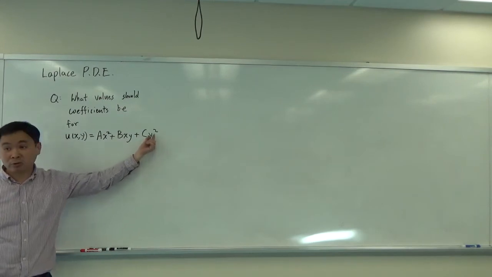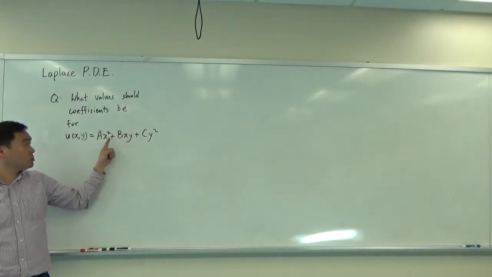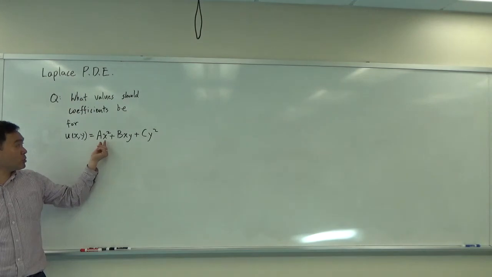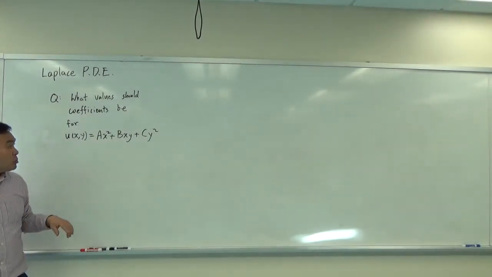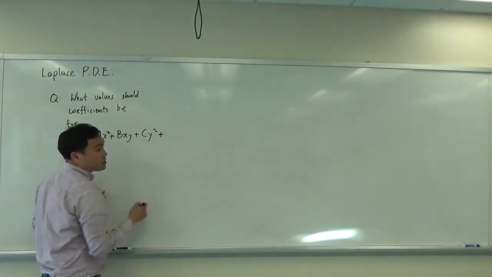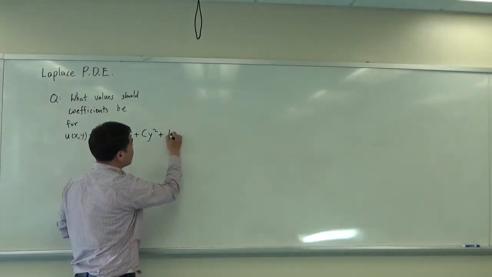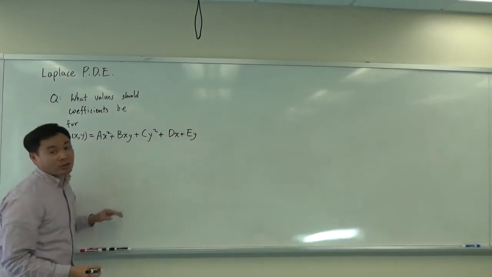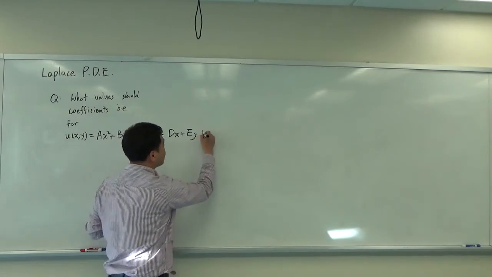right? This is order 2, right? This is order 1, 1 plus 1 is 2, that's order 2. So for second order polynomials, you can only write this or this or this. So that's all the possible second order polynomials you can write. And then plus, let's now write down all the first order. So dx plus ey, that's everything, right? You don't have anything else. And then the constant.